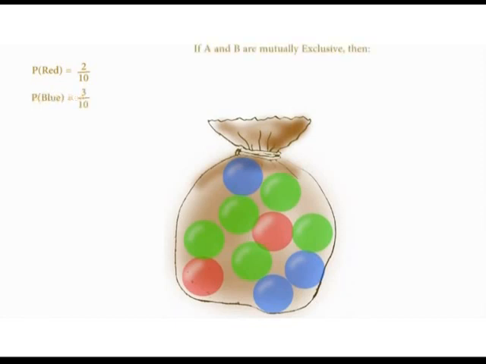If A and B are mutually exclusive events, then the probability of A or B happening is equal to the probability of A happening plus the probability of B happening. And so in our example, the probability of picking a blue or a red is equal to the probability of picking a blue plus the probability of picking a red. That is equal to 3 over 10 plus 2 over 10, giving us 5 over 10.